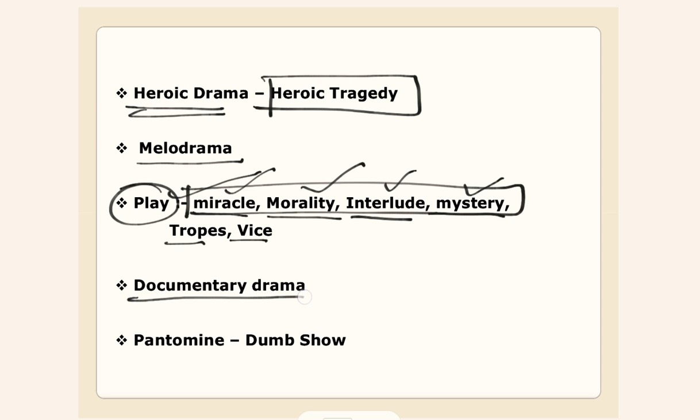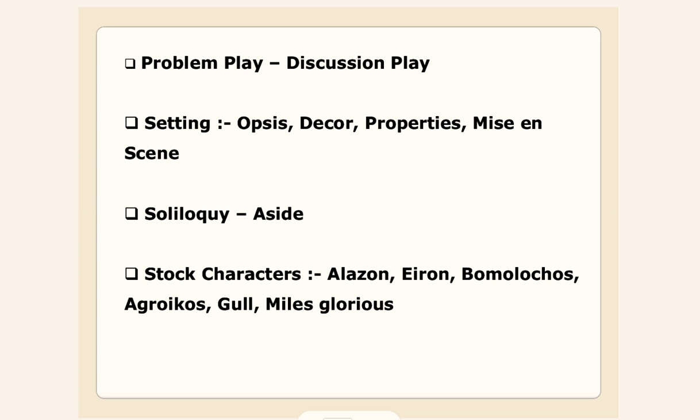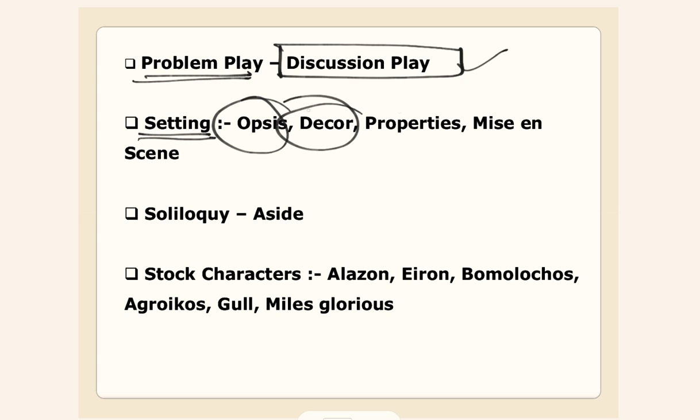Next, documentary drama, pantomime, a dumb show, problem play. This play is also known as discussion play. This is a very dominant genre in modern drama. Setting. Let's see what are the terms associated with setting. Opsis, decor, properties of the setting of the drama, mise en scène. So these are the features of setting in drama. Then soliloquy and aside.